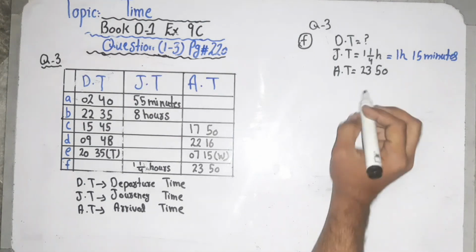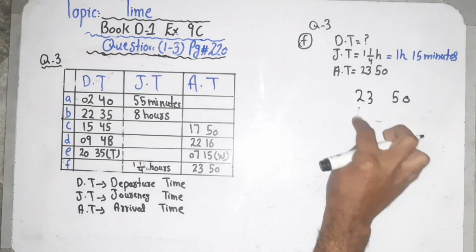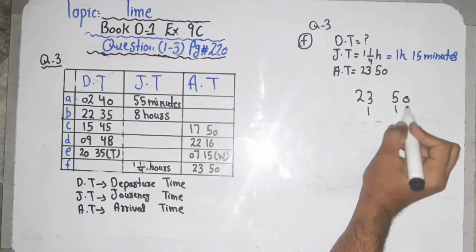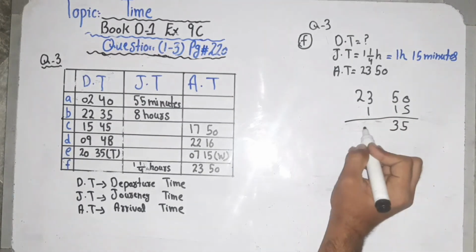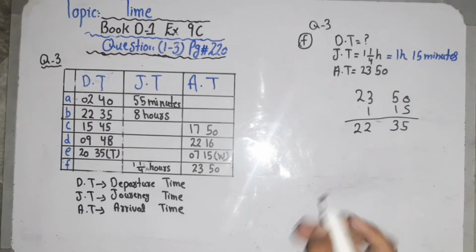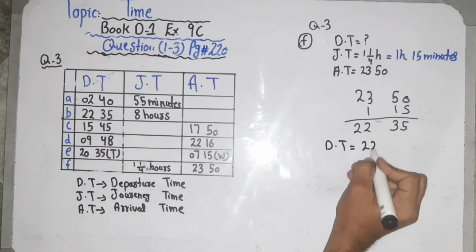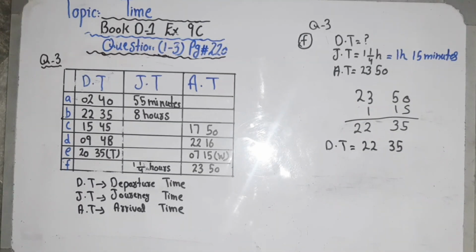So 23:50 and then we have 1 hour and 15 minutes. So 10 minus 5 is 5, and then 4 minus 1 is 3, 23 minus 1 is 22: 22:35. So the departure time equals 22:35. I hope you understand these questions well.